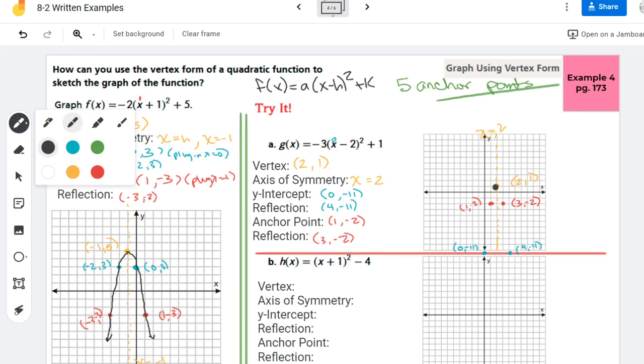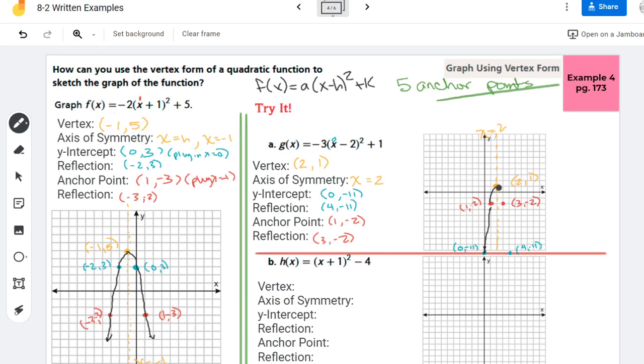So if your axis of symmetry is more than 1 unit away from the y-axis, it gives you just a really convenient opportunity to draw that curve. So let's go ahead and do this just one more time.